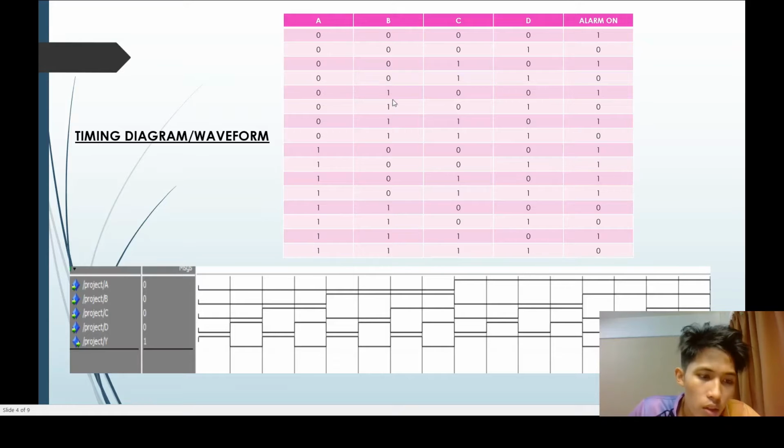And the last one is the output. For this output, we can see 1, 0, 1, 0, 1, 0, 1, 0, and 1, 1, 1, 1. So we can see this is the output for the truth table. So 1, 0, 1, 0, 1, 0, 1, 0, 1, 0, and 1, 1, 1, 1. Start here.